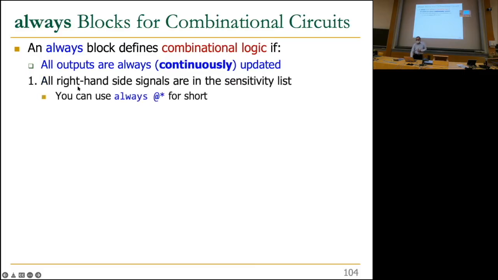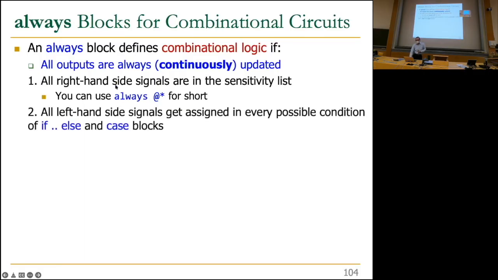To repeat myself, an always block defines combinational logic if all outputs are always continuously updated, meaning all right-hand side signals, meaning inputs, are in the sensitivity list. You can always use always @*, asterisk for short. Basically, any input triggers the execution of the statements in the always block. And all left-hand side signals, meaning outputs, get assigned in every possible condition of if, else, and case blocks. I think you've seen an example of this.